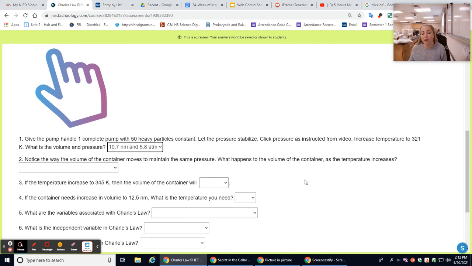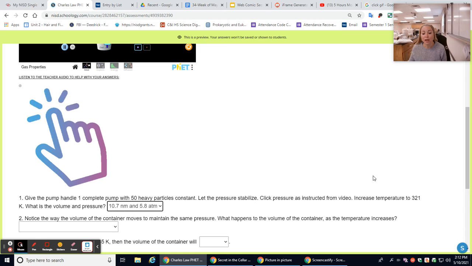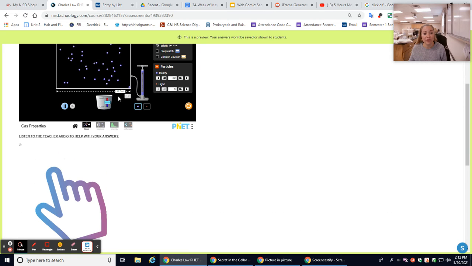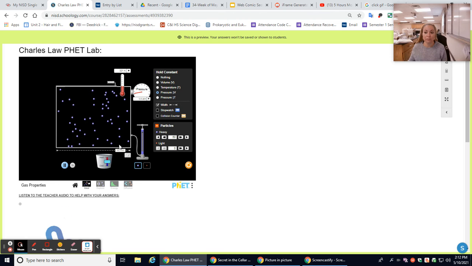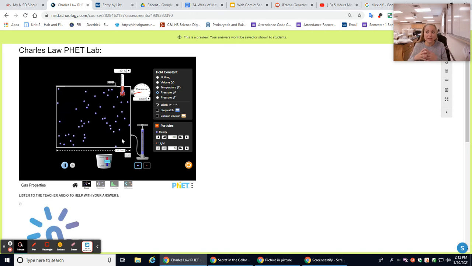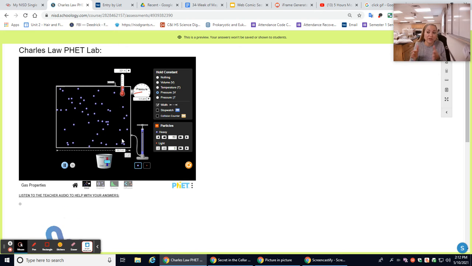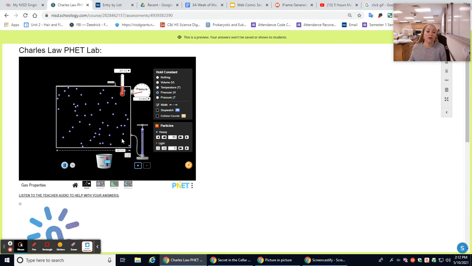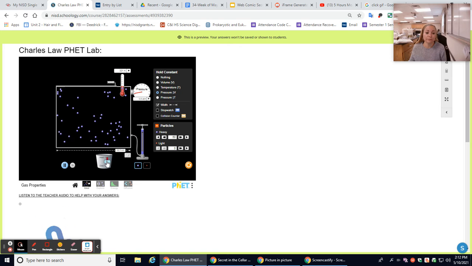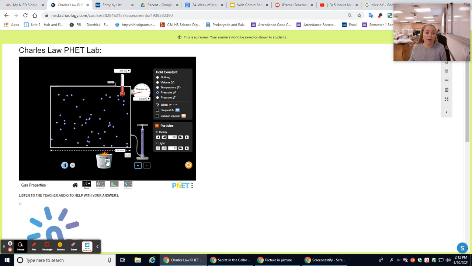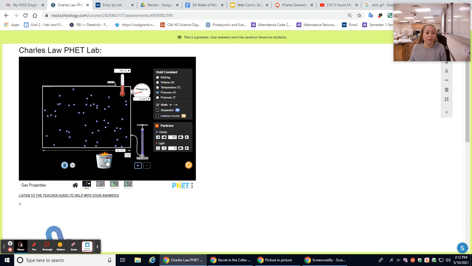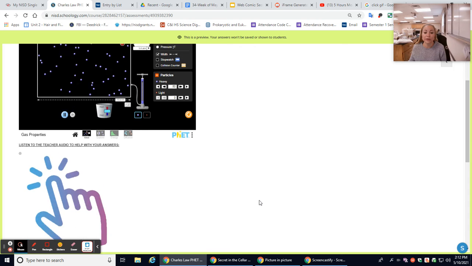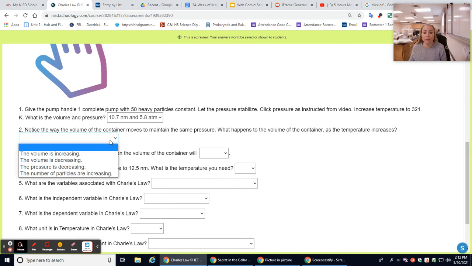What happens to the volume as the temperature increases? So now what we want to know is how this volume moves. If it's gonna get bigger, that means it will increase the volume, or will it get smaller or decrease the volume? So we're gonna increase the temperature. What's going on? We're increasing the temperature and the volume is what? Yeah, there you go. It's increasing. So the volume is increasing.